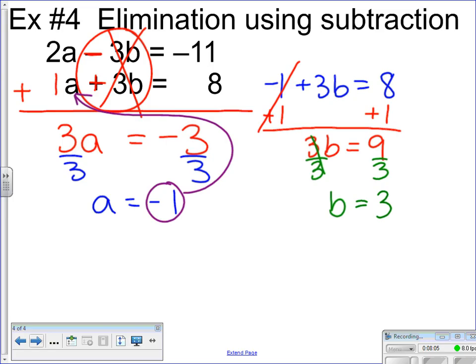Now your answer needs to be written in alphabetical order. So put the negative 1 first, followed by the 3. All right, that's it for solving systems of equations using elimination with only addition or subtraction.